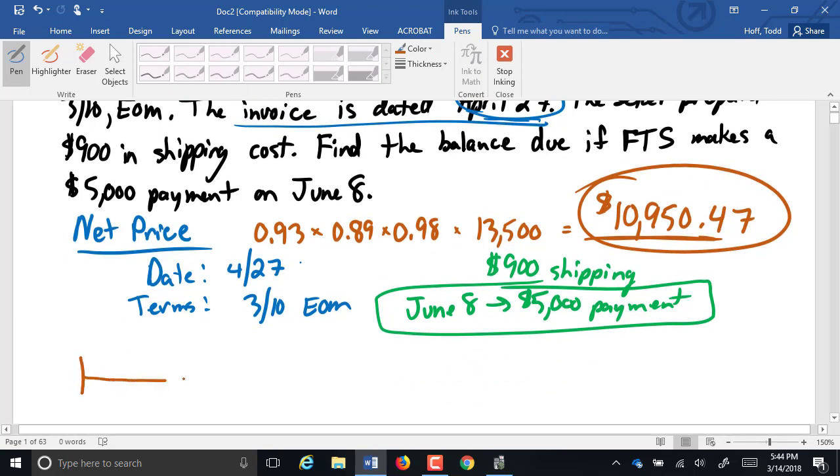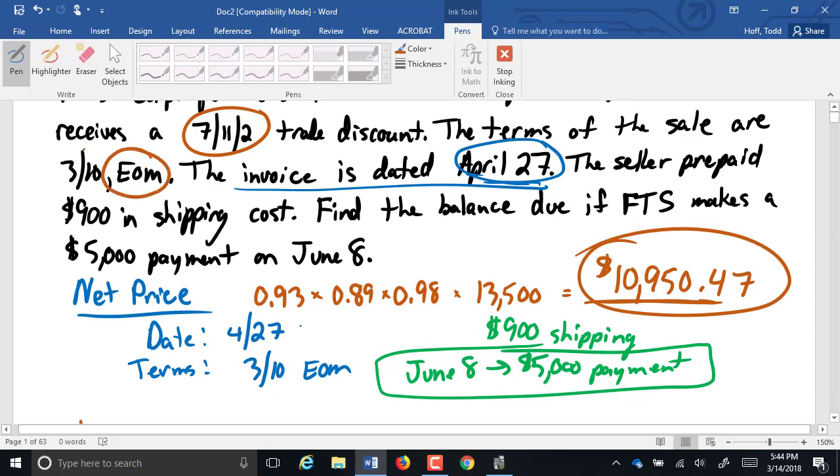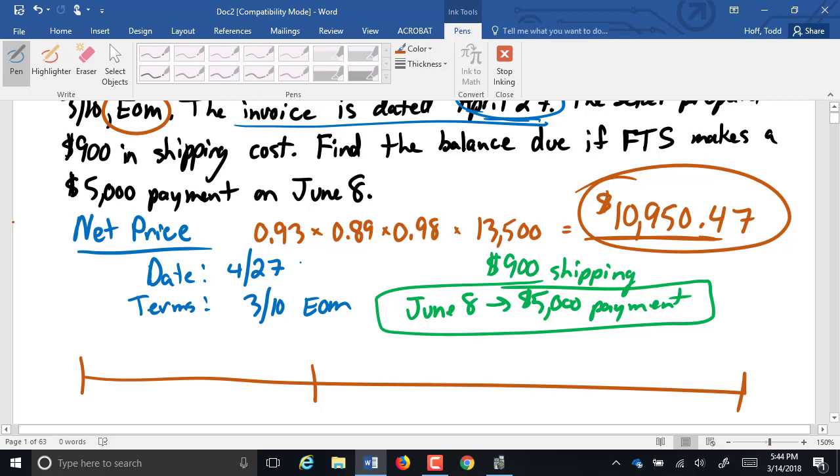Our timeline normally starts at the invoice date. However, this one will not, because of end of month, EOM, that effective invoice date modifier. Is it going to be April 30th? No, it's actually going to be May 31st, the last day of May. So that means our 3/10, our discount period of 3%, ends on June 10th. And the end of the credit period is June 30th. So the balance due must be paid by June 30th.